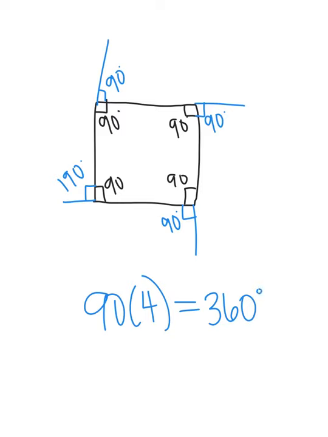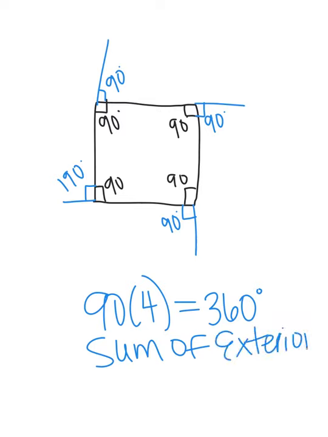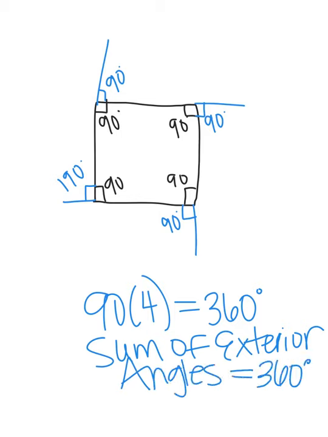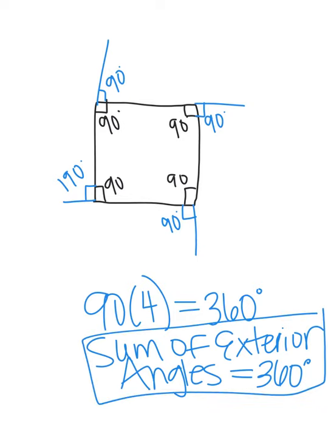So you could do this with each regular polygon, and you would discover that the sum of the exterior angles of polygons always equals 360 degrees. So that's a formula I like, that no matter what, all of the exterior angles of a polygon add up to 360 degrees.